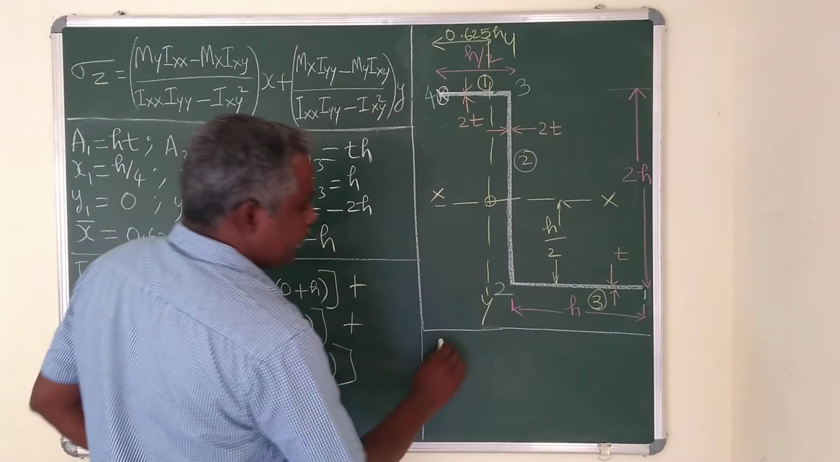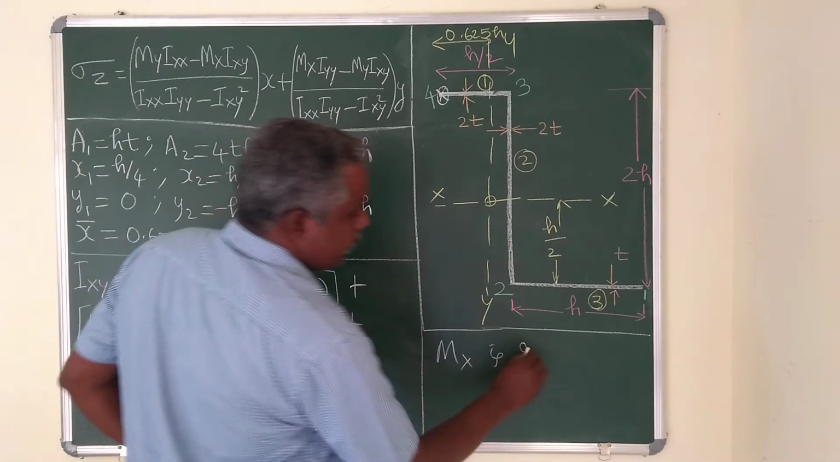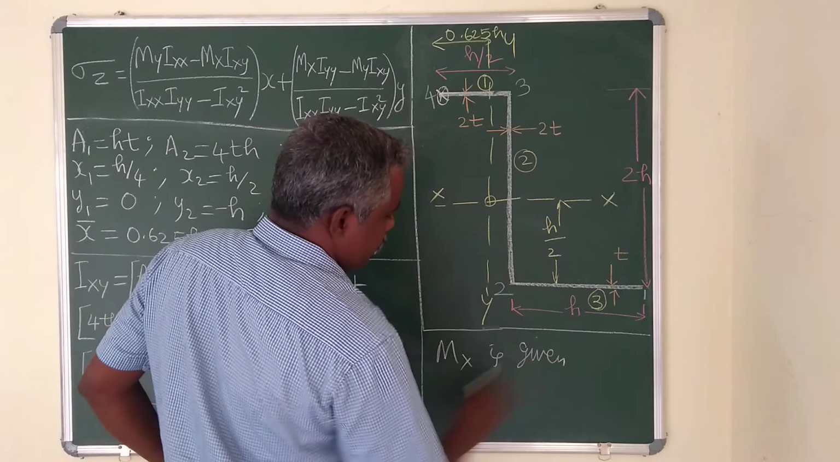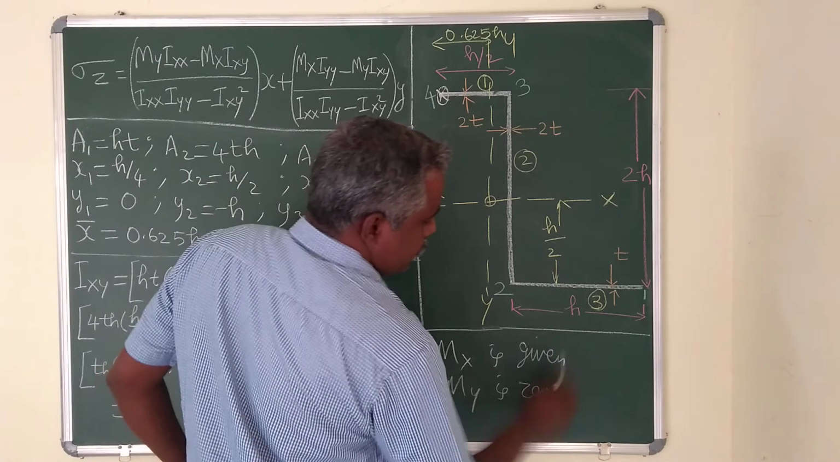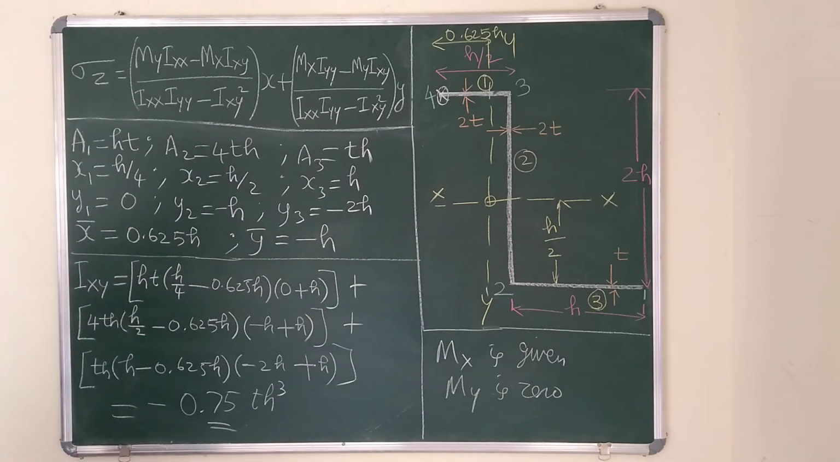So Mx is given, and it is understood that My is 0. Now let us plug in this Mx, My, Ixx, Iyy, Ixy in this expression. You will get the direct stress due to bending expression in terms of x and y. Any doubt?